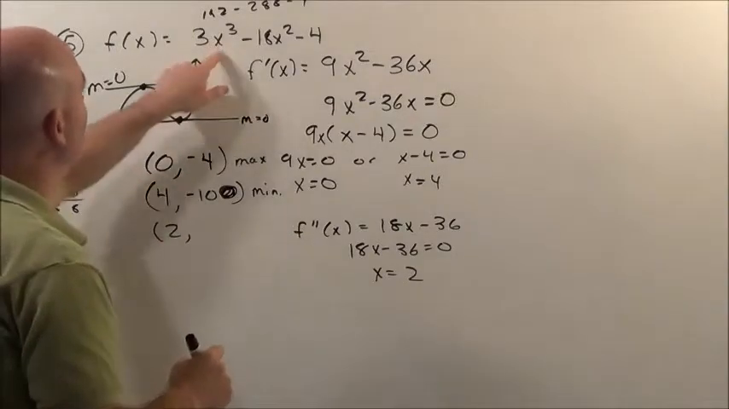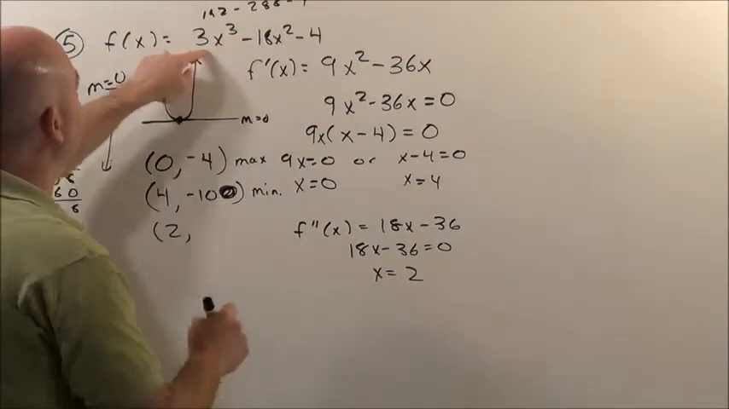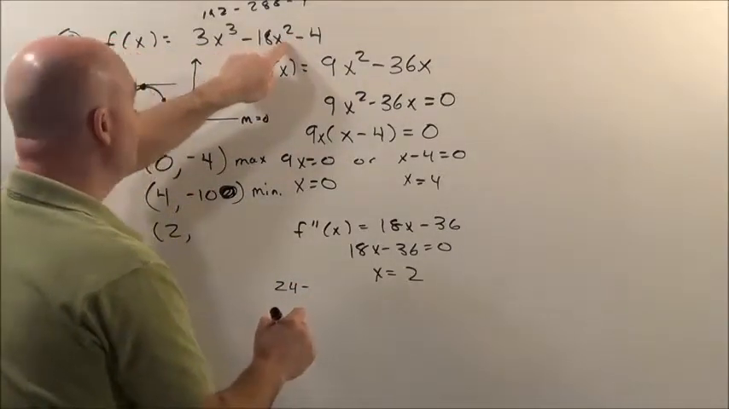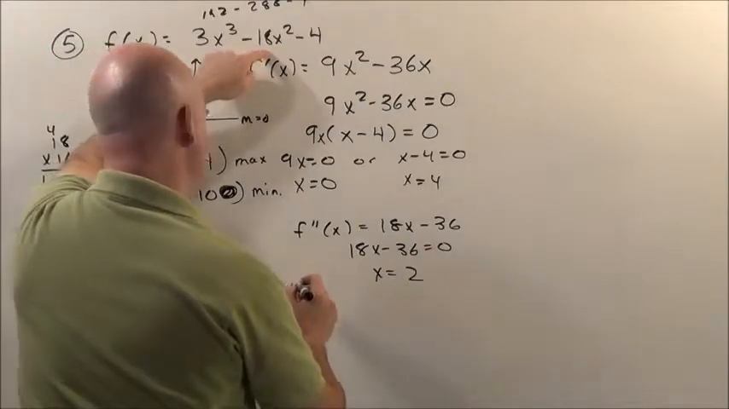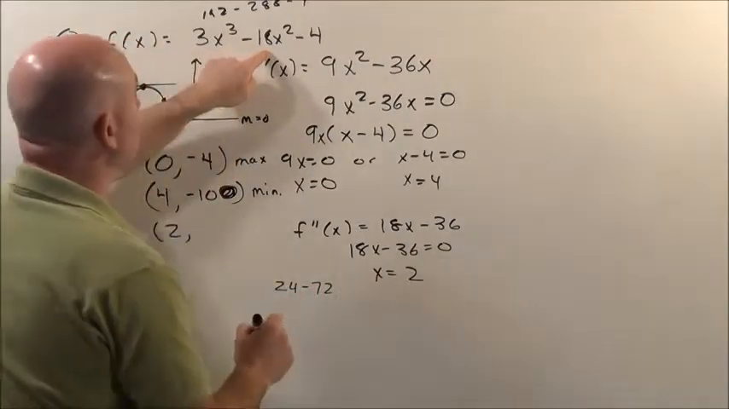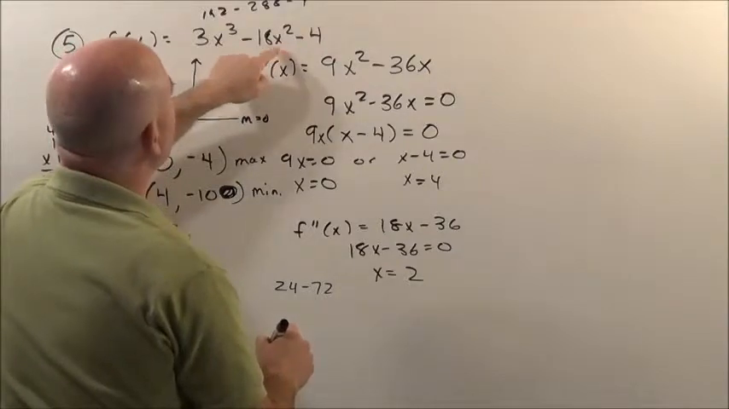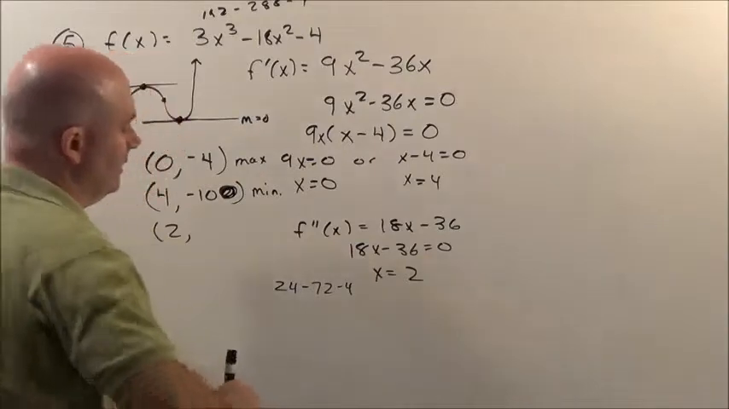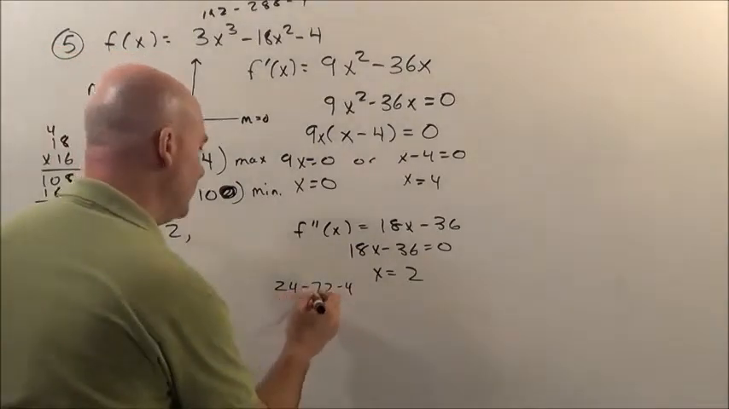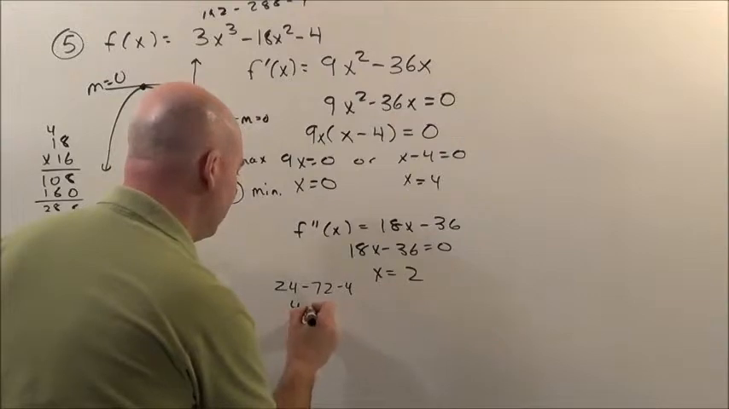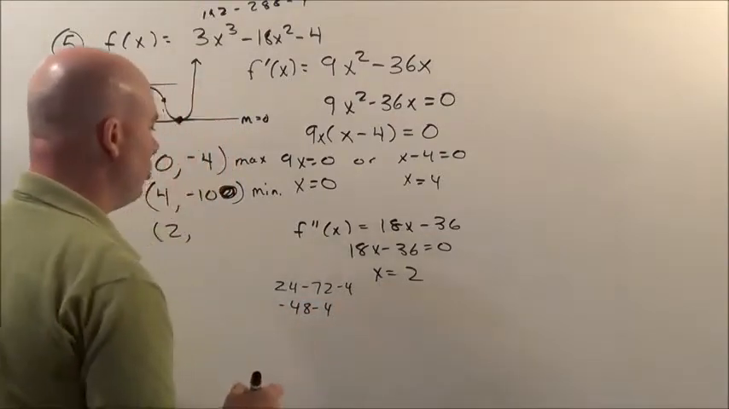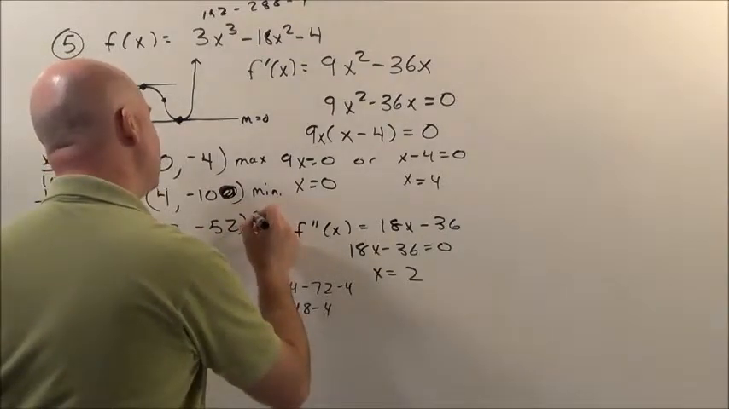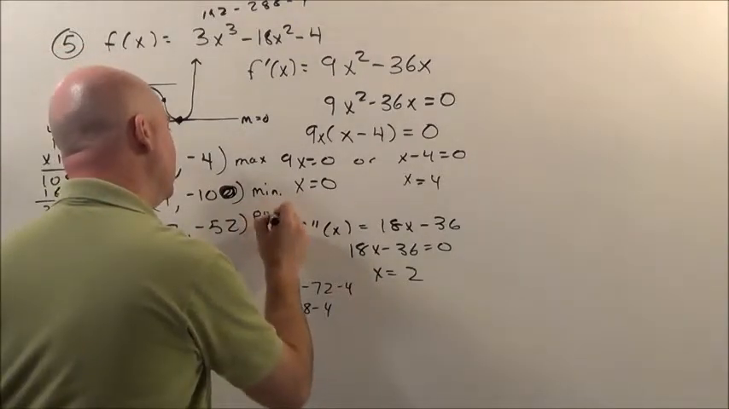So when I plug 2 in there, 2 cubed is 8. That'll be 24. Minus 2 squared is 4. 4 times 18 is what? 72. Because 20 times 4 is 80, go back 8. Yep, 72. Take away 4 more. I got negative 48. Take away 4 more. I got negative 52 there. And that's going to be our point of inflection.